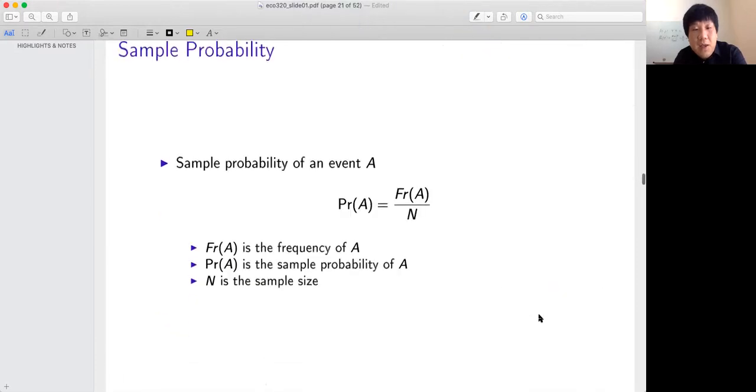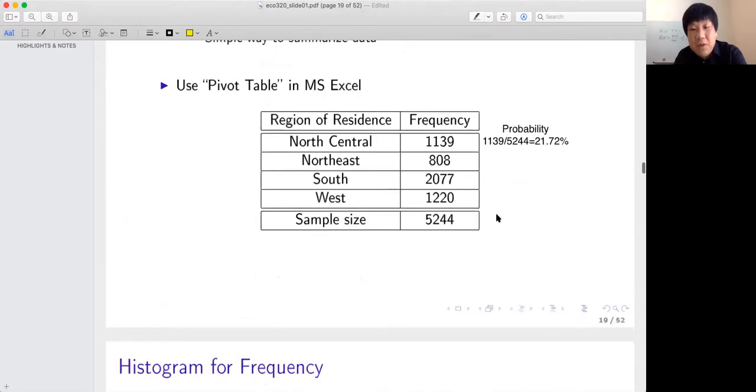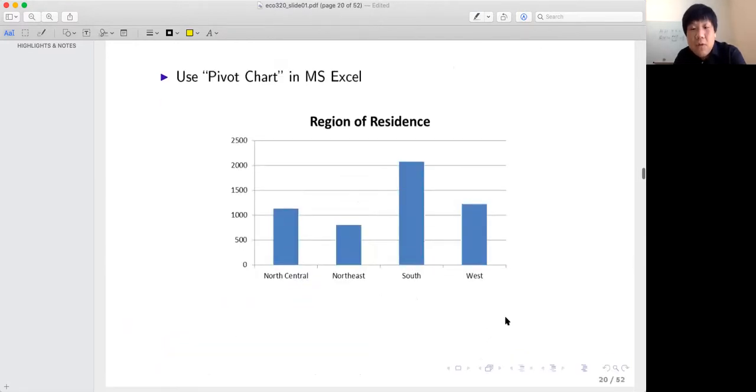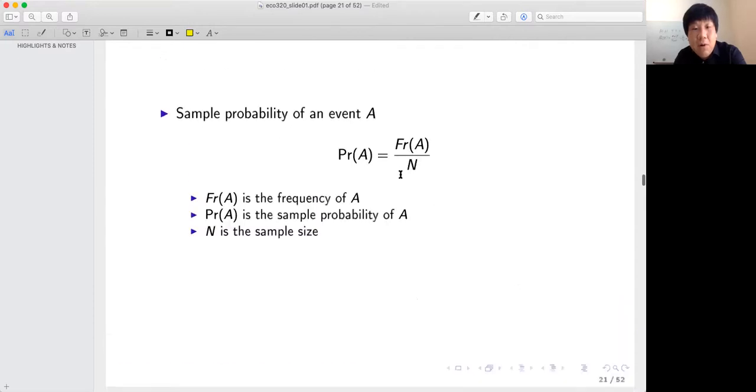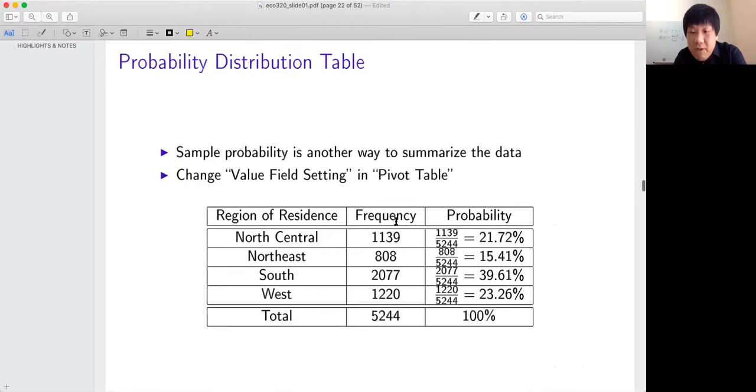Sample probability is something we already did. Probability is the frequency of event A over the total sample size. For example, 1139 is the frequency of north central, over the total sample size, 5244. This is how you can find the probability. It's a very useful tool. Try to remember the difference between frequency and probability; it is very, very important.